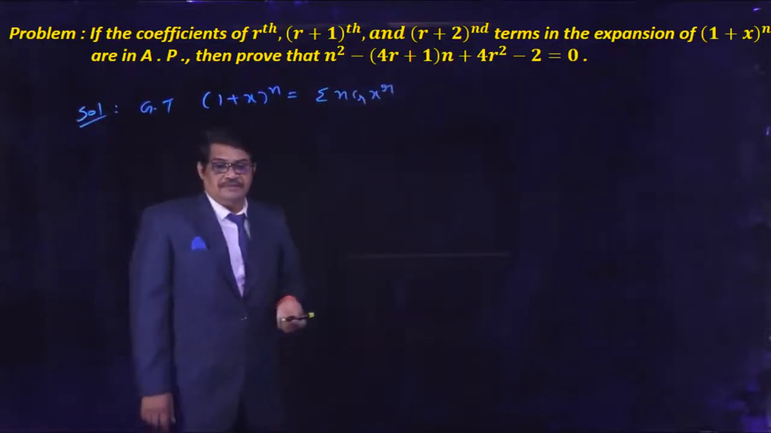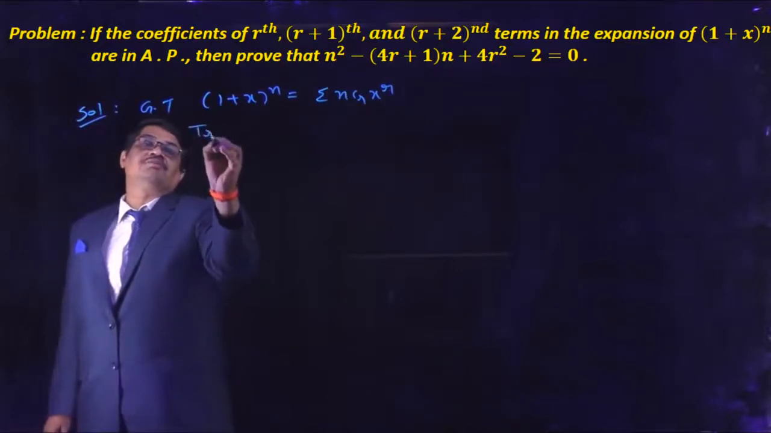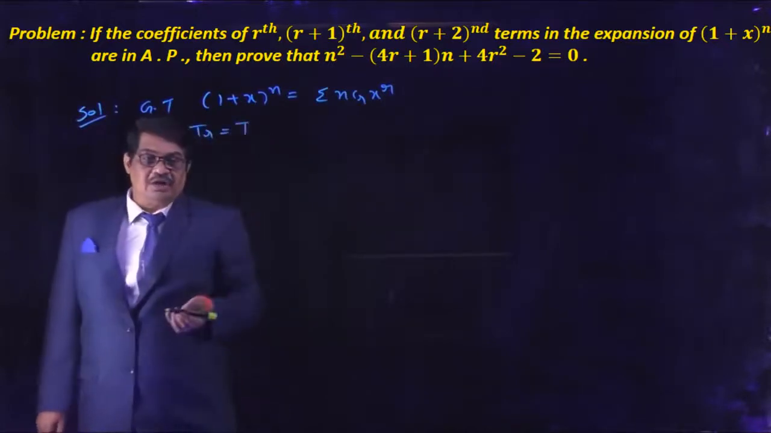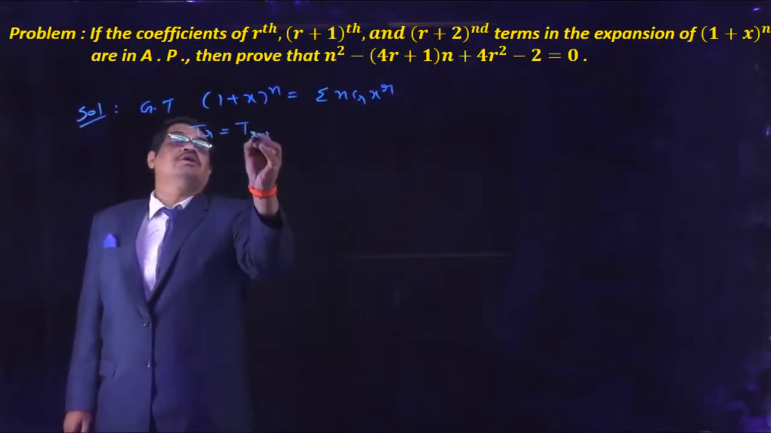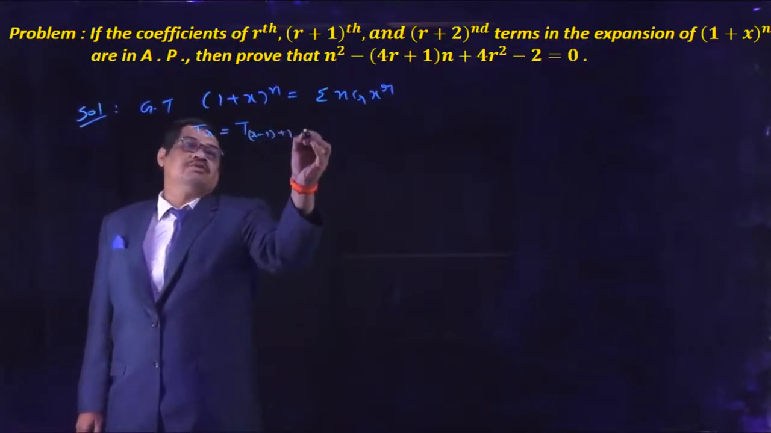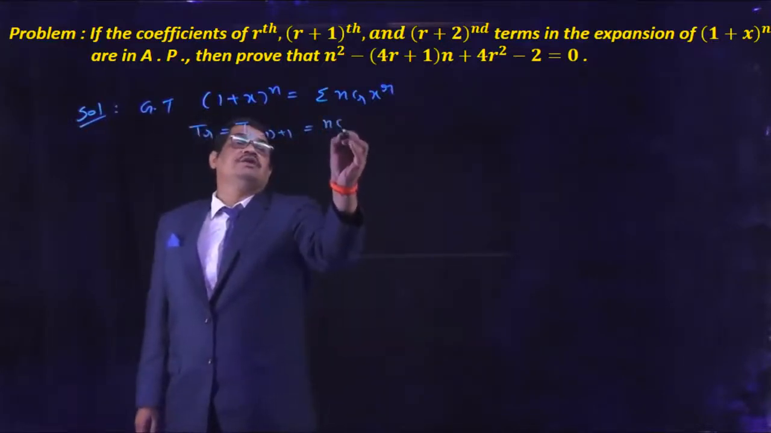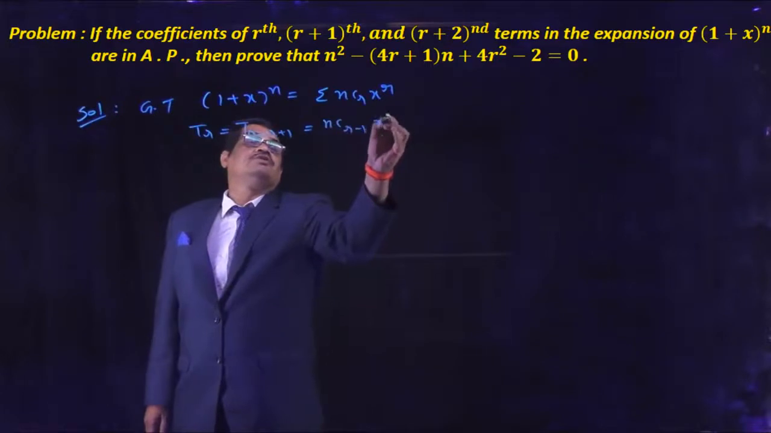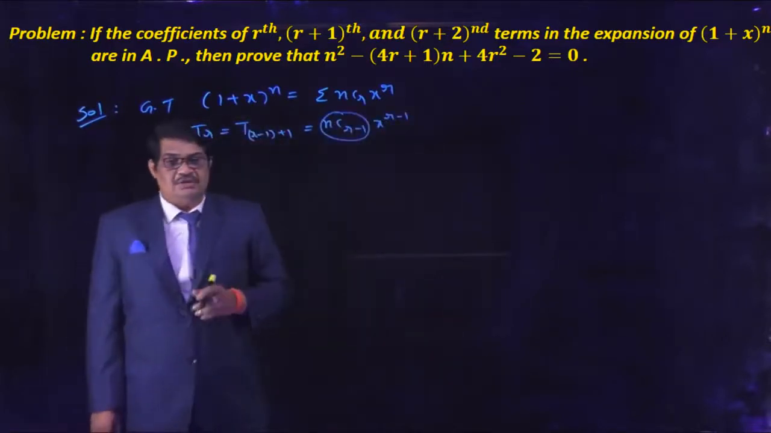Now we are writing the rth term, Tr. What is Tr? That is T r minus 1 plus 1, where we take r as r minus 1. We take nC r minus 1 x to the power of r minus 1. This is the coefficient of the rth term.